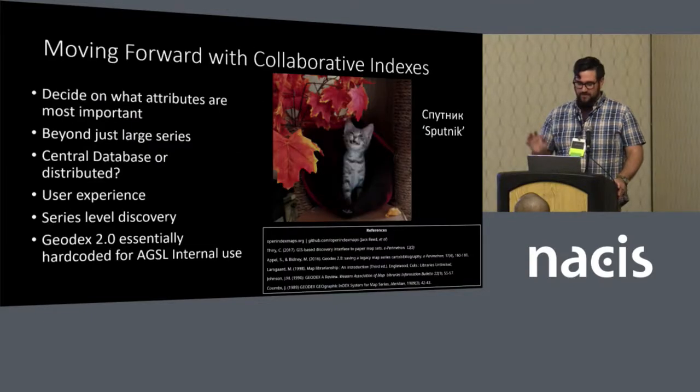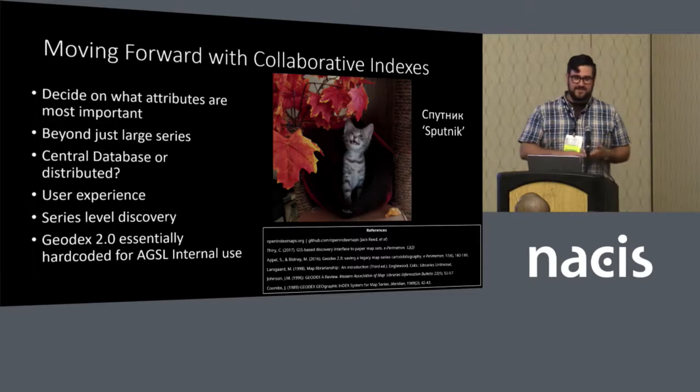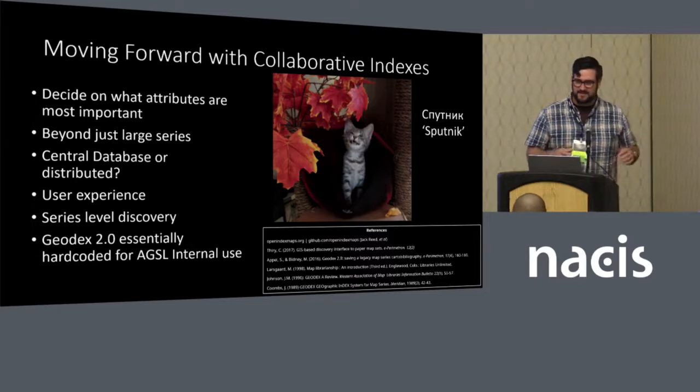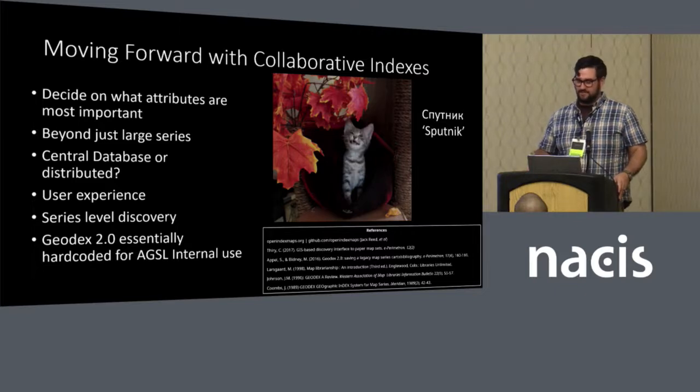So moving forward, real quick, we need to decide on what attributes are most important. So like I said, some of the newer projects are really focusing on web map access, but there's a lot of other details that Geodex collected that other map libraries might not be. Publisher, type of maps, even prime meridian, things like that.